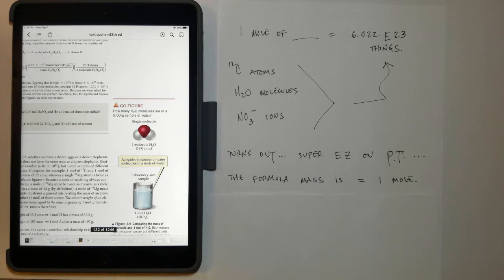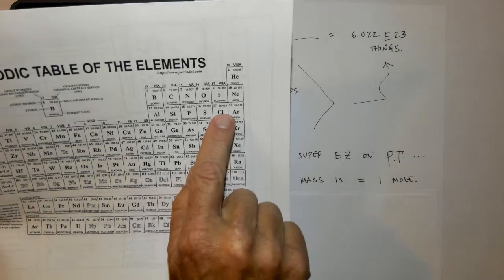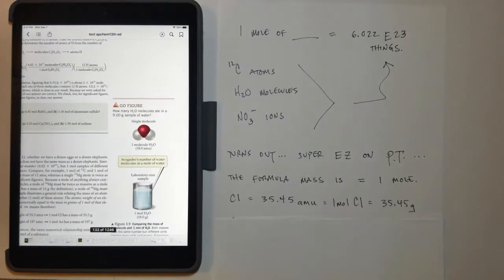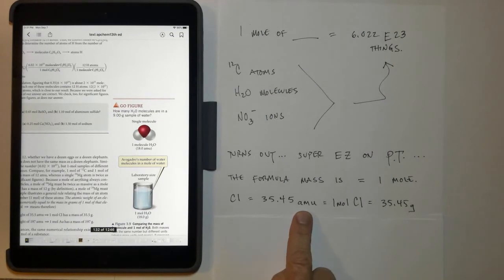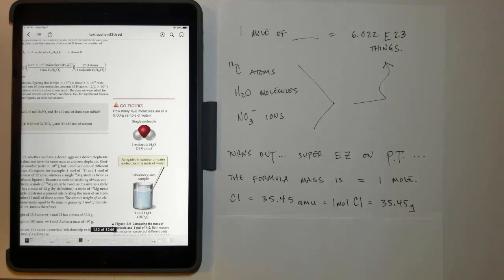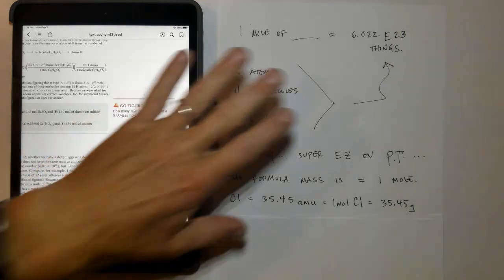So let's take a look at chlorine on the periodic table. Chlorine has an atomic mass of 35.45, which means that in 35.45 AMUs of chlorine, there is 1 mole, or 6.02 times 10 to the 23rd chlorine atoms, or 35.45 grams in the macroscopic world. And so now we can measure out that mass of chlorine and know exactly how many particles there are, how many atoms or molecules or ions. In this case, it happens to be atoms of chlorine.